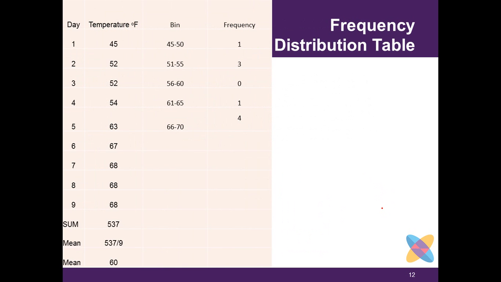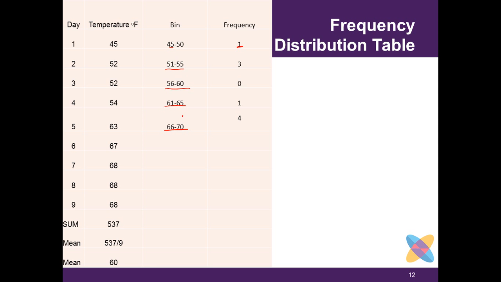So looking at our example, we had 9 days, and we're going to use a bin of 5 degrees. So we had 1 day in which the temperature was between 45 and 50. We had 3 days in which the temperature fell between 51 and 55. There were no days between 56 and 60. We had 1 day between 61 and 65, and we had 4 days in which the temperature was between 66 and 70. So now I've made my frequency distribution table.